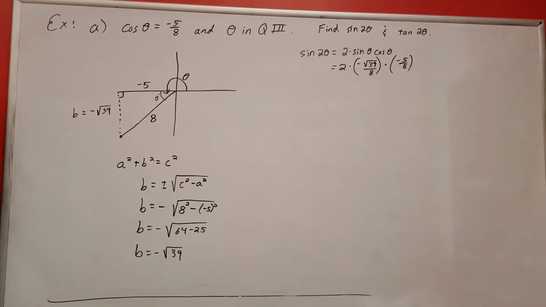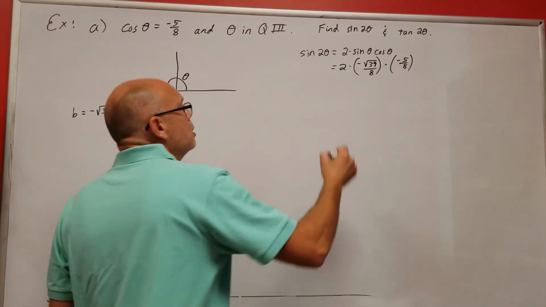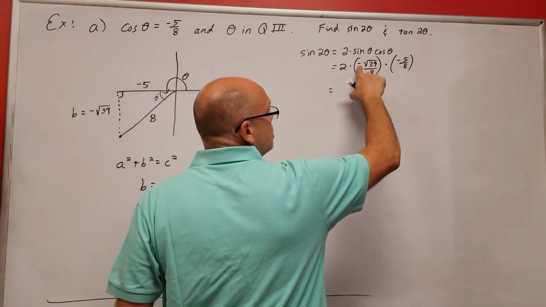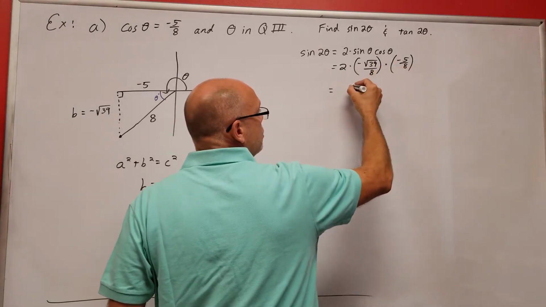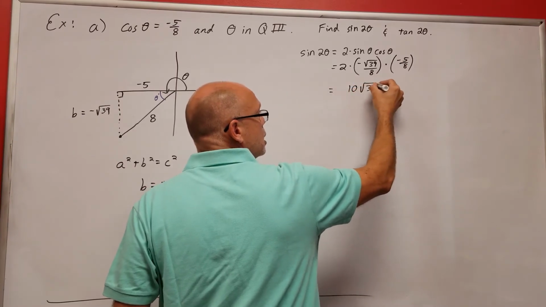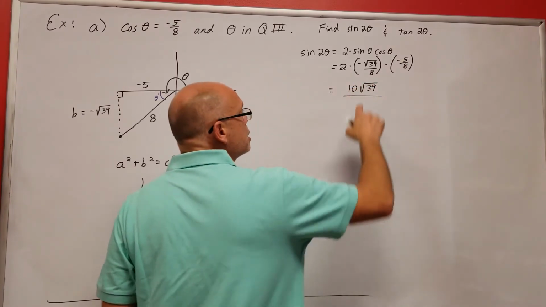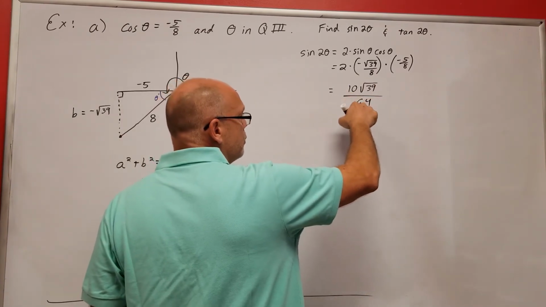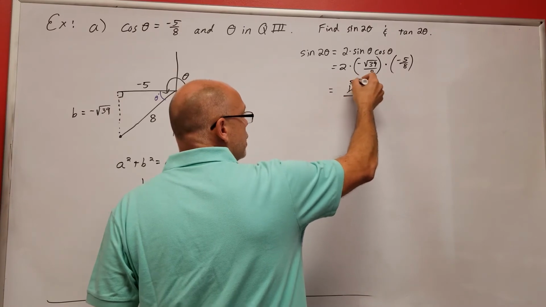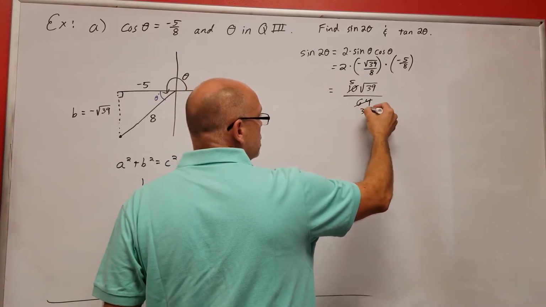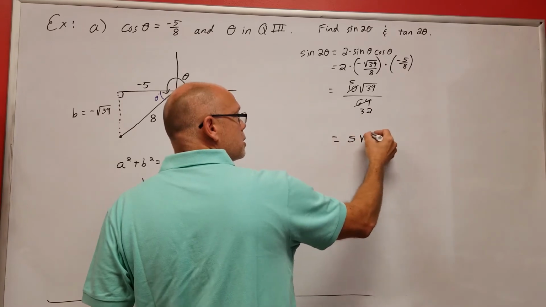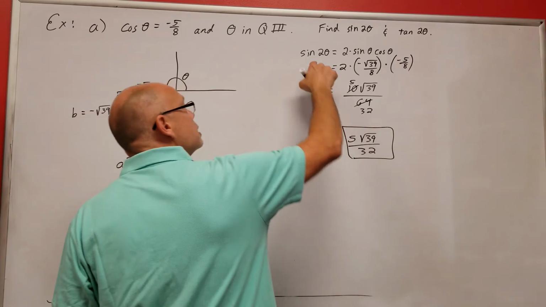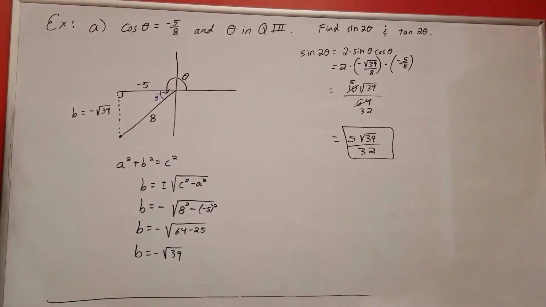Now let's calculate. What is this going to give me? That's 2 times -1 times -5, which gives me positive 10 square roots of 39 in my numerator. The denominator is going to be 8 times 8, or 64. Now I can simplify by dividing both by 2, so I get 5 square roots of 39 over 32. And that's what the sine of 2 times theta would be.